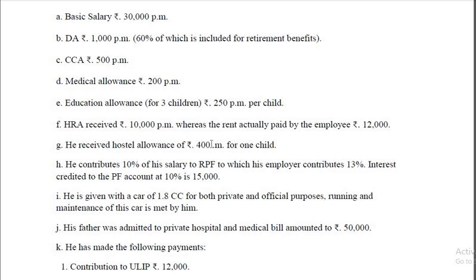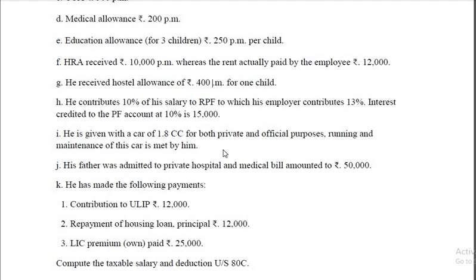He received hostel allowance of 400 per month. That means for one child, so 400 into 12. What is exempt? 300 per month per child for a maximum of 2 children, but here it is only 1 child. So 300 into 12 into 1. So like that, the difference is taxable.